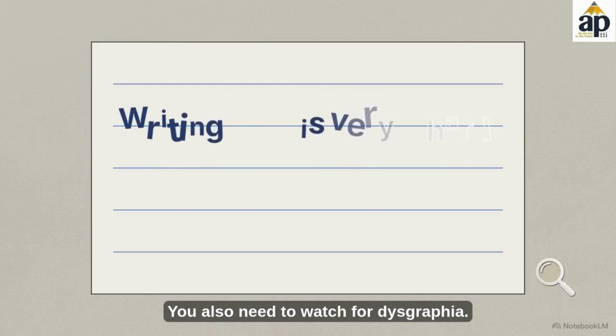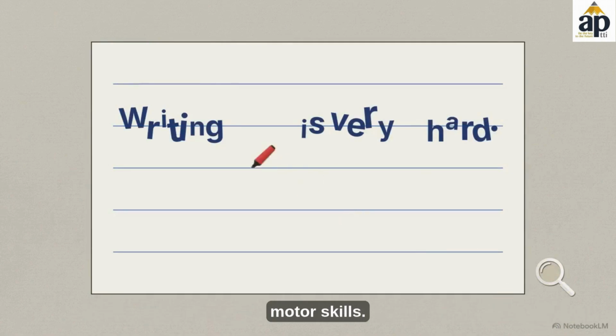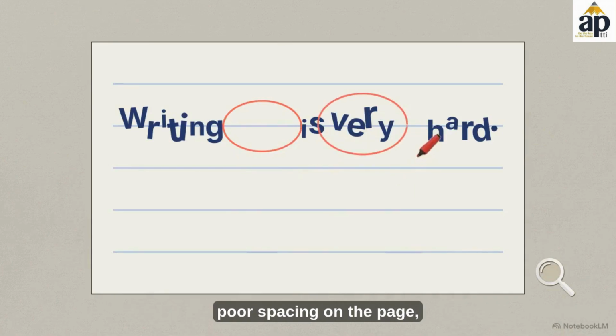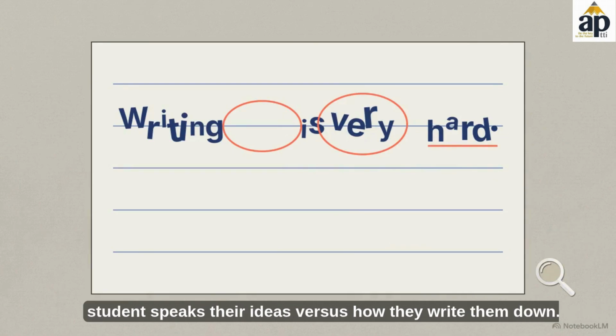You also need to watch for dysgraphia. Dysgraphia is a learning challenge that affects writing and fine motor skills. You will spot this through awkward pencil grips, poor spacing on the page, and a noticeable disconnect between how well a student speaks their ideas versus how they write them down.